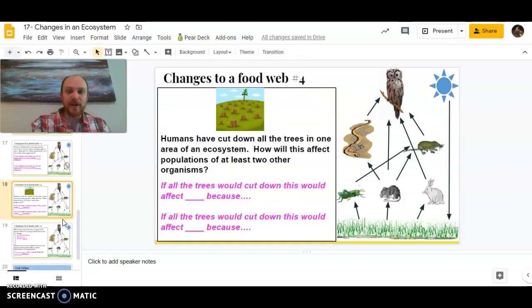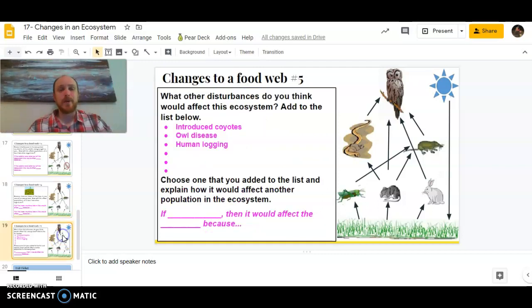Number 4, what if humans came in and we cut down all the trees? We left that one in the back, you see the picture. How will this affect things? Give me 2 organisms. Pick easy ones, that's fine. Pick a hard one, challenge yourself. Think about how it might affect something you wouldn't expect it to affect, but it will. If everything's interacting and you make a big change like cutting down all the trees, it'll affect everything. So pick 2, explain how.